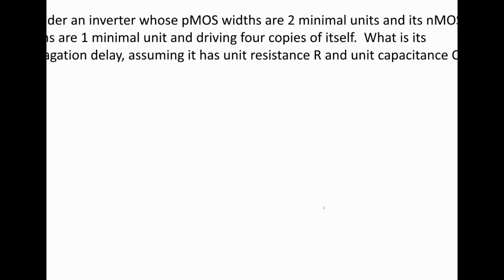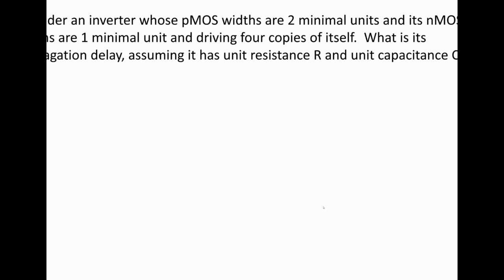Okay, consider an inverter whose PMOS widths are 2 minimal units, and its NMOS widths are 1 minimal unit. Okay, so minimal unit would be the size of the transistor, the minimal unit of the NMOS transistor. Well, technically, the PMOS and the NMOS can both be 1 minimal unit. I mean, you could make it. It wouldn't violate any design rules, I don't think. But no one makes a PMOS a minimal unit. Usually, the smallest PMOS is 2 minimal units.